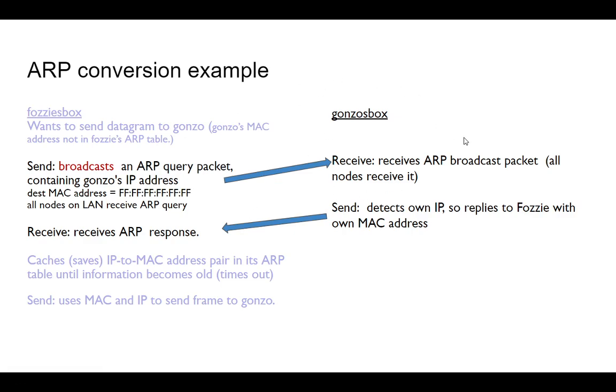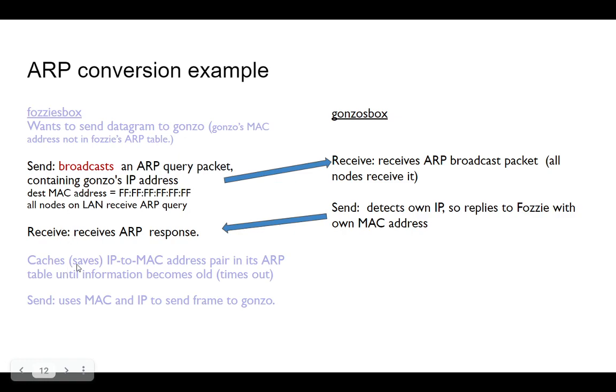Everybody on the network receives it, but Gonzo recognizes its own IP and then responds with its own MAC address. All of this, there's no server involved. It's all done for us as part of the TCP/IP stack. It says, okay, this is my IP address that you're looking for. So it replies to Fozzie with its own MAC address.